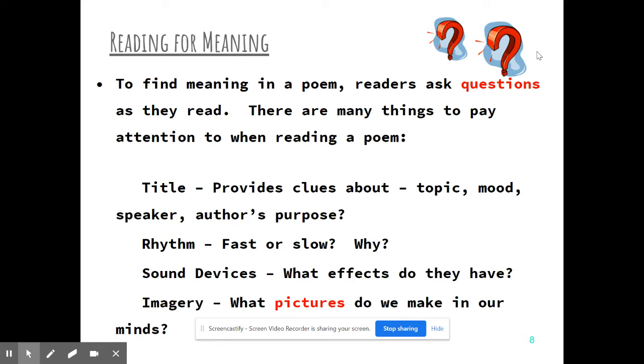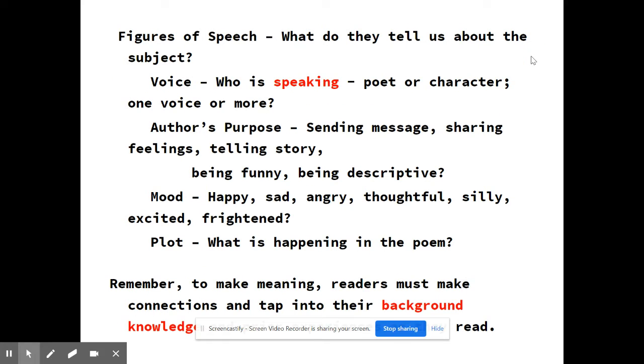The rhythm, is it slow or is it fast? And why did the author make it that way? What sound devices do they use? And then imagery, what pictures do you have in your mind as you are listening to it? Figures of speech, what do they tell us about the subject? Who is it that's speaking? Is it the poet, or is it a character in the story? Is it one voice, or is it multiple people that are speaking in the poem? What's the author's purpose? Why did they write the poem?